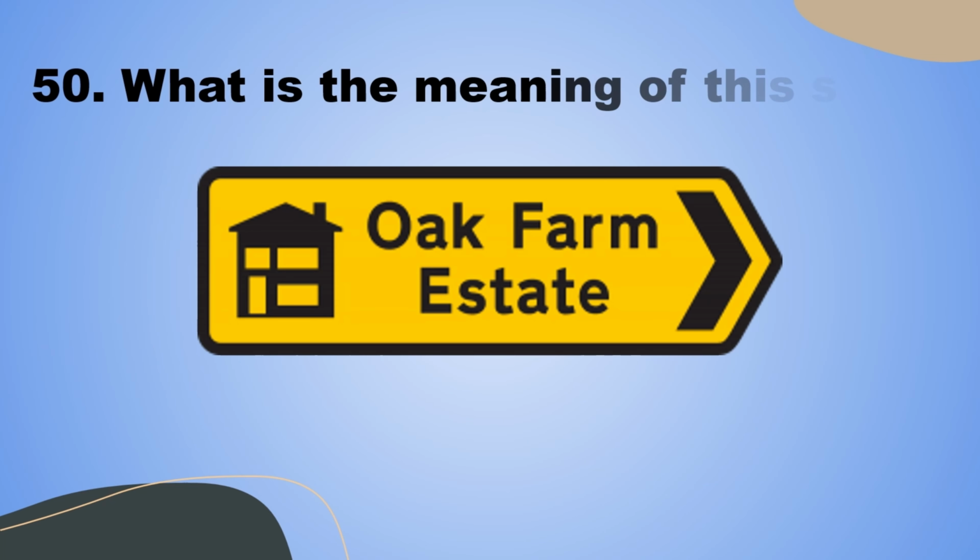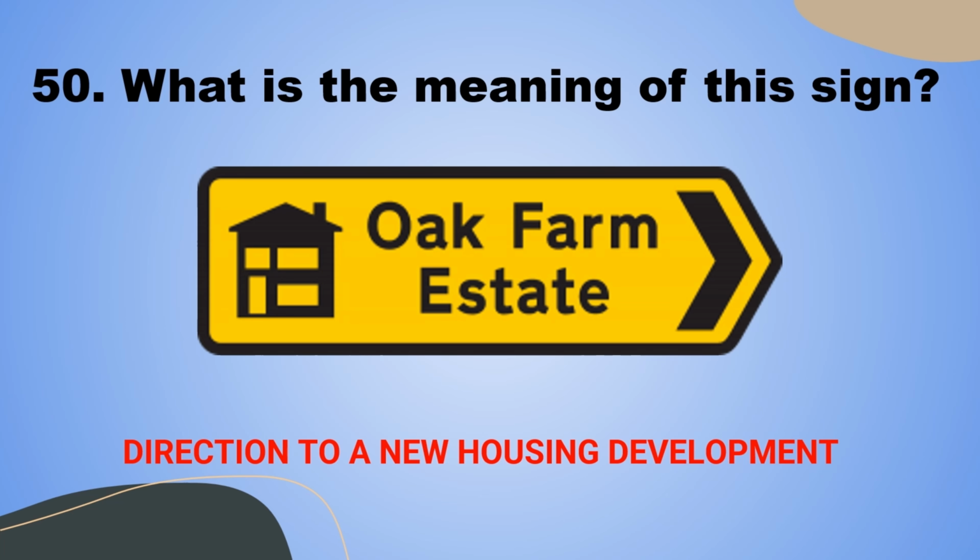What is the meaning of this sign? Direction to a new housing development. So you can see on this particular sign, you have the symbol of a house, then the name, Oak Farm Estate, and it's pointing you on the right.